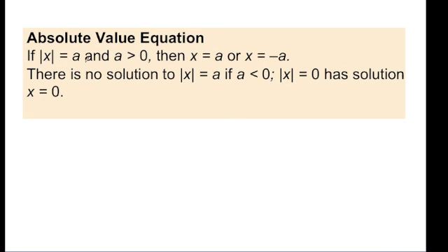An absolute value function. If the absolute value of x equals a and a is greater than 0, then either x equals a or x equals negative a. There's no solution when a is negative. And the absolute value of x equals 0 has just one solution, x equals 0.